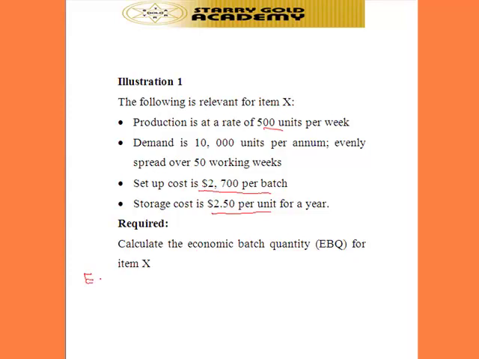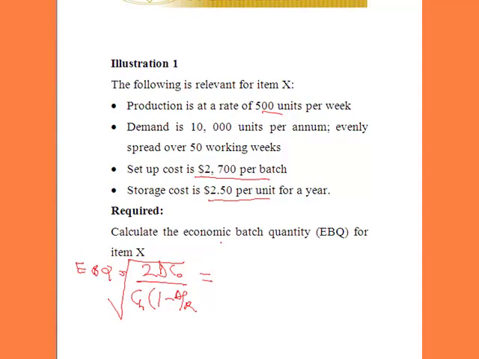Don't forget, our EBQ is given by the formula square root of 2DCO over CH times 1 minus D over R. Okay, now our annual demand is 10,000 units per annum, so that's 2 times 10,000 units times CO, the cost of setting up a batch, that's $2,700, over CH, the holding cost per unit per annum, $2.5, times 1 minus D, the annual demand of 10,000, divided by R, the annual replenishment rate.